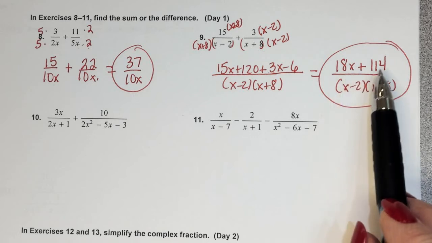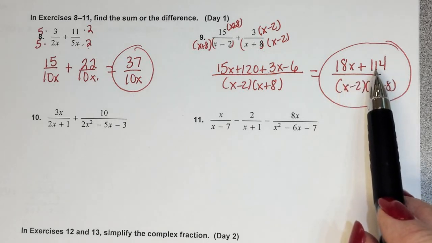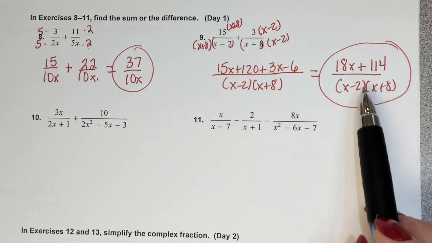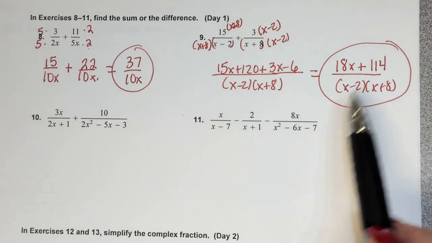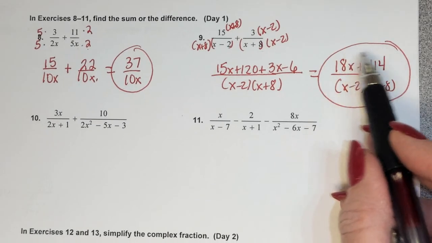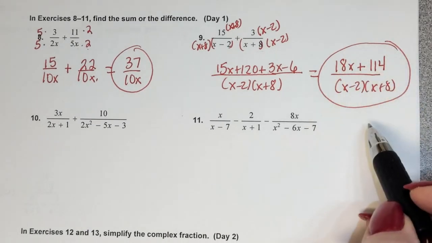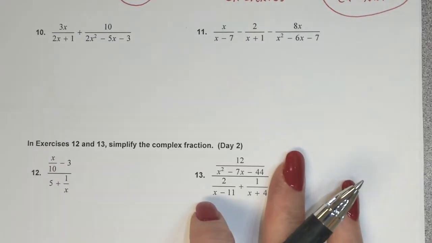Even if I do take out a 2, it would be 9x plus, what is that, 57? So that's not going to have a common factor. I don't think there's any way I'm going to get a common factor with it. So I'm just going to leave it. Now, if I had taken out an 18 and this had been x plus 8, then I would want to do that. Okay? All right, let's go ahead and try number 10 now.